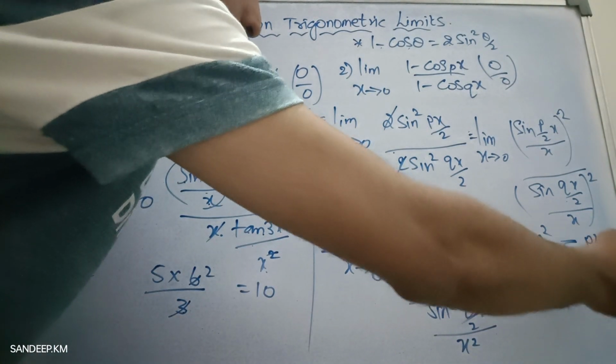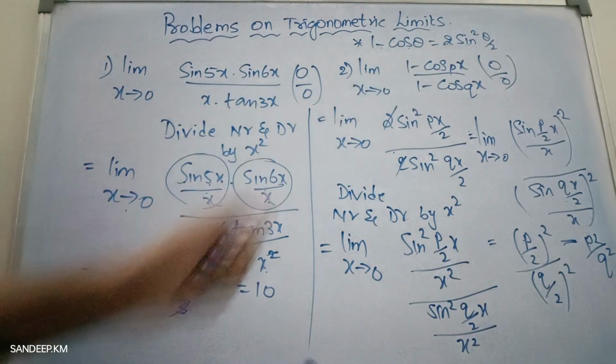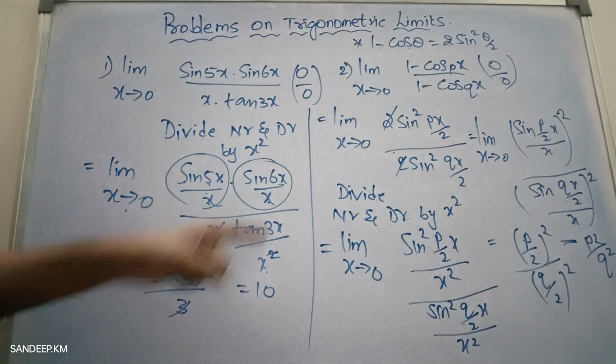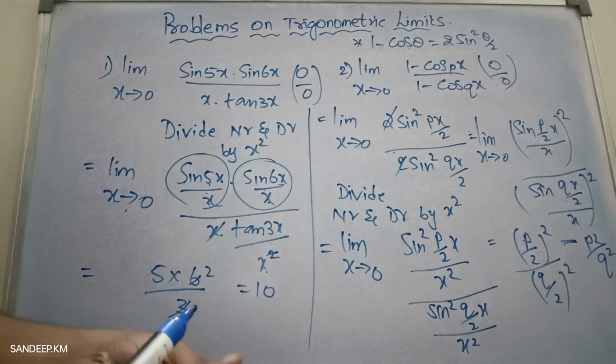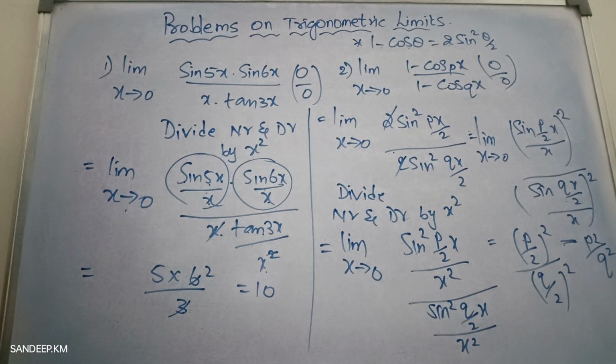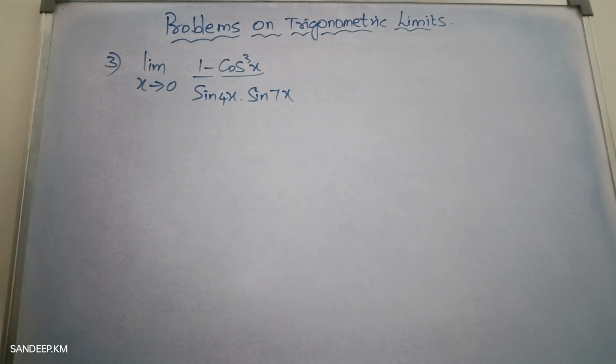P square by q square. That is the answer for this question. So for this question we got 10 as the answer, and here we got p square by q square as the answer. Two basic questions. Okay, now let us continue with next questions.